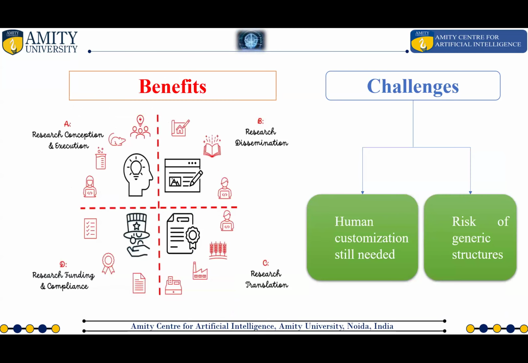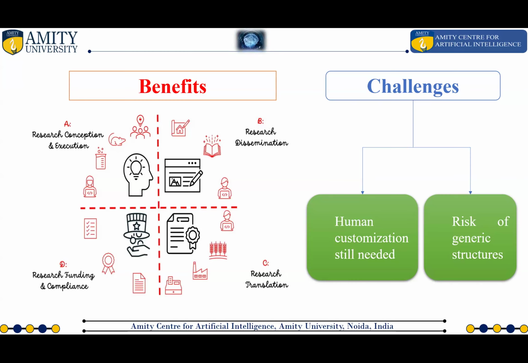So what are the benefits in research, and what are the challenges of these AI writing tools in writing methods? If we go to quadrant 1 in the benefits, research conception and execution, we can use these tools to come up with ideas and do the work, and then we can test them. And in quadrant 2, research dissemination, as researchers we need to communicate our methodology, our proposed methods, to the wider world.